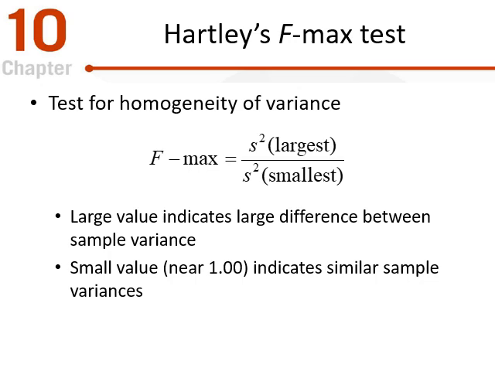Let's look at Hartley's Fmax test. This is a test for homogeneity of variance. I know that's a long word. It just applies to the t-test. So when looking for homogeneity of variance, here's your equation. A large value indicates a large difference between sample variances. A small value indicates a small difference between sample variances.